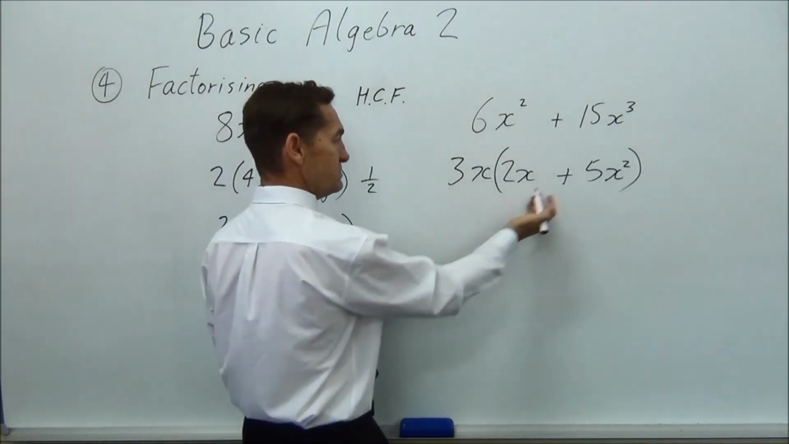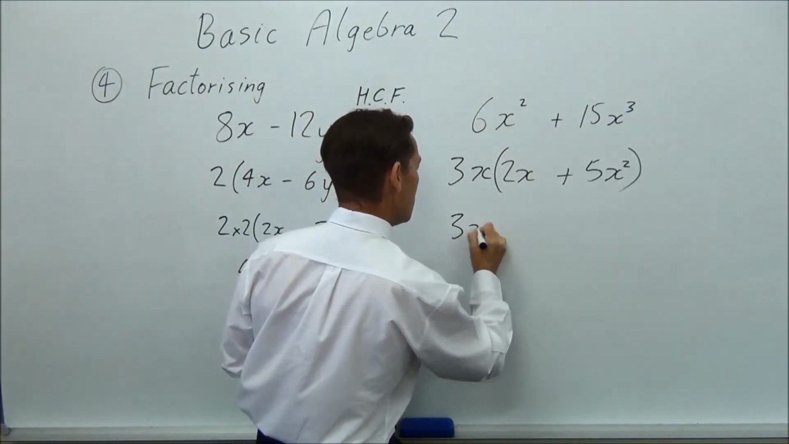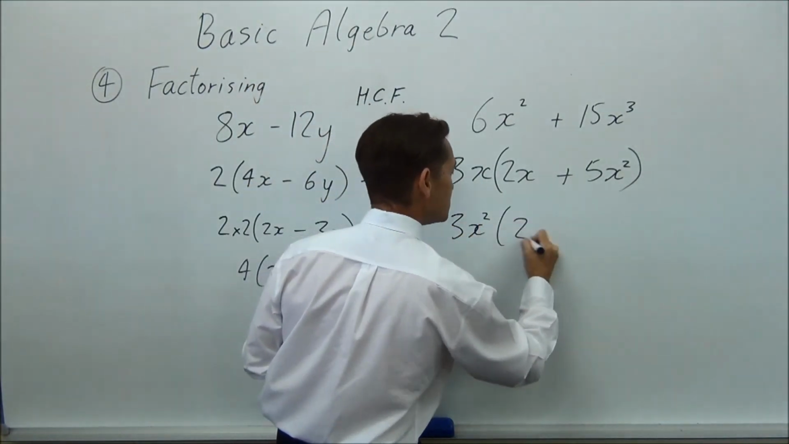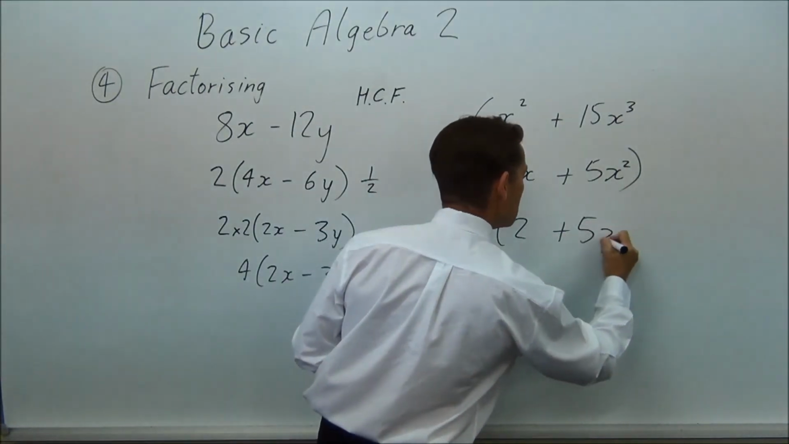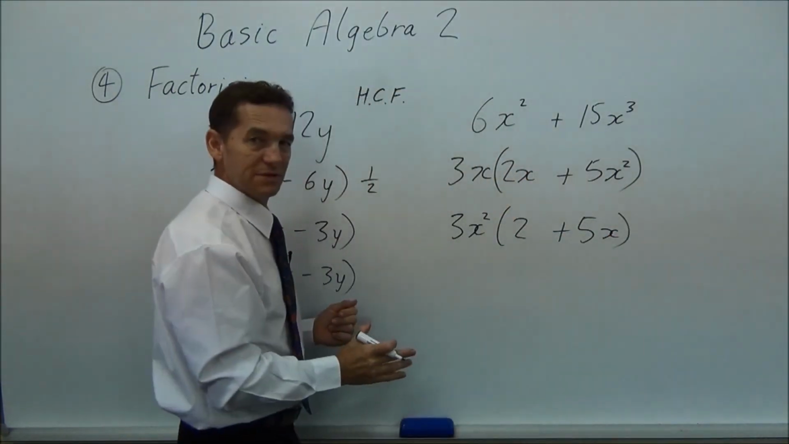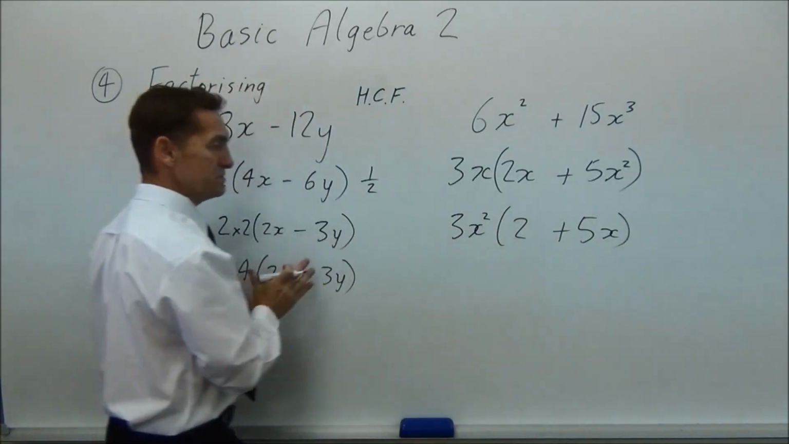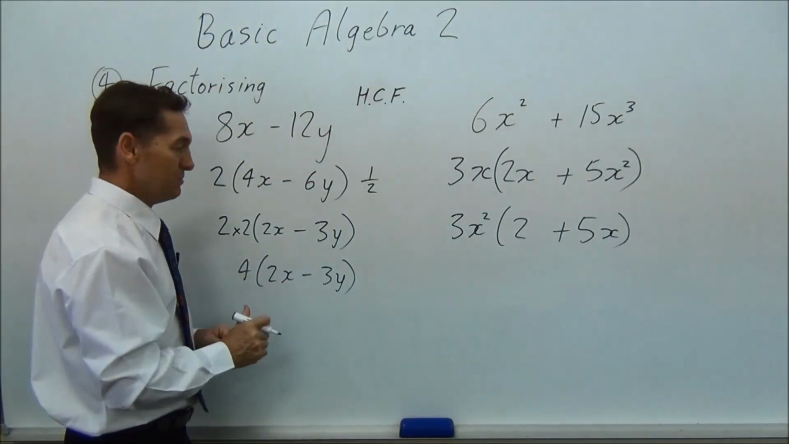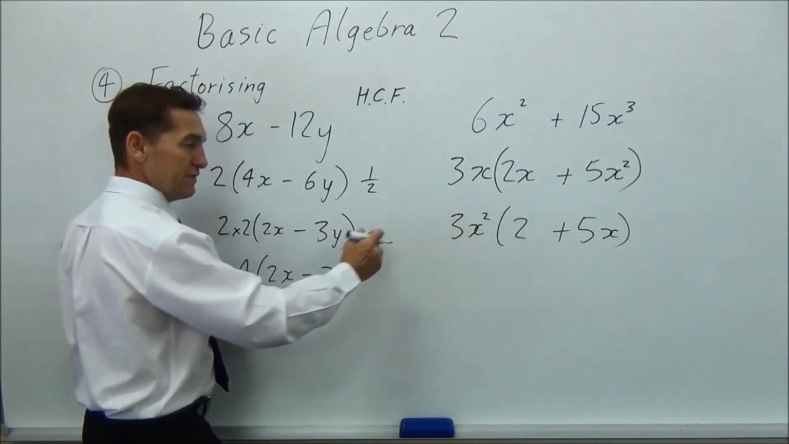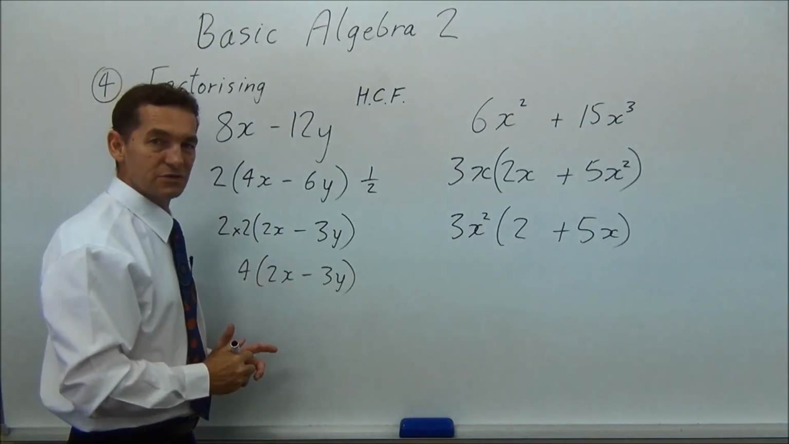So what you should get is you should take the other x out and get 3x squared times 2 plus 5x. Okay, now I didn't explain that the first time, but this time I am, so you can be aware. You've got to fully factorise it, take out the highest common factor.